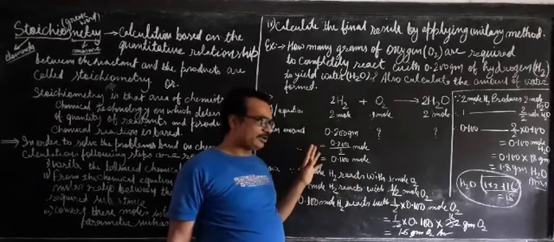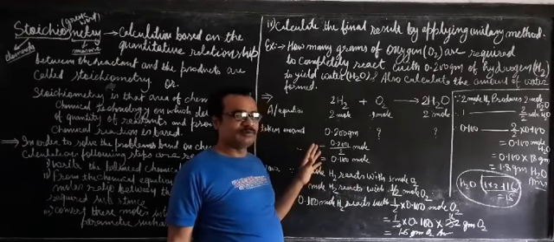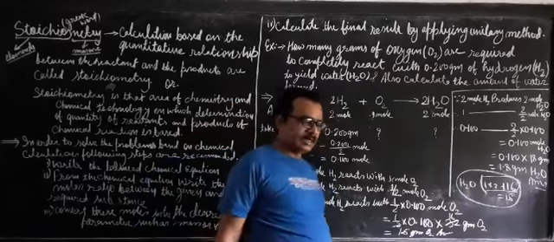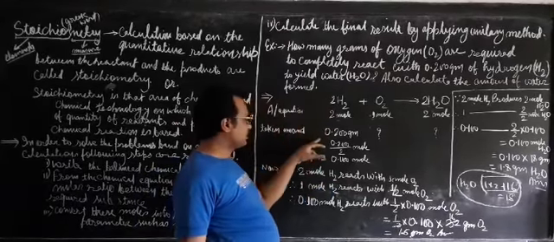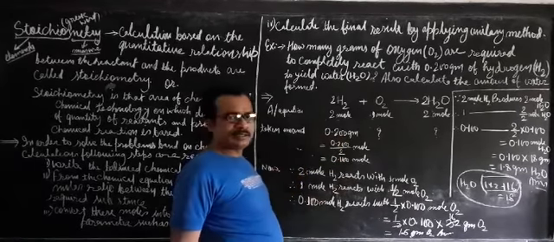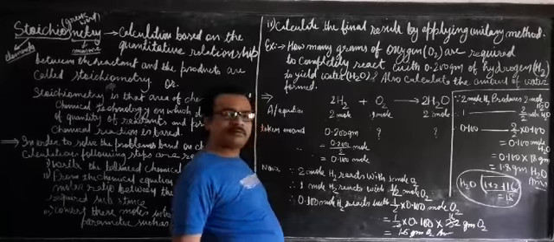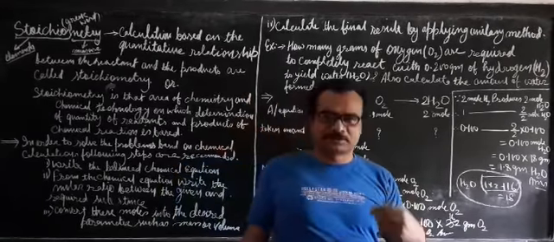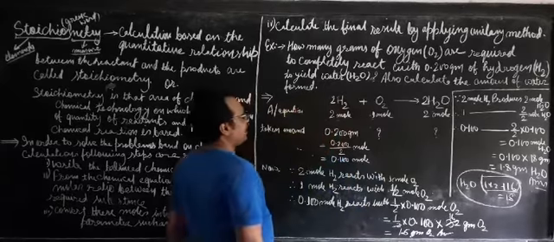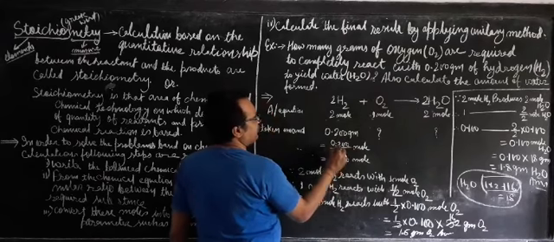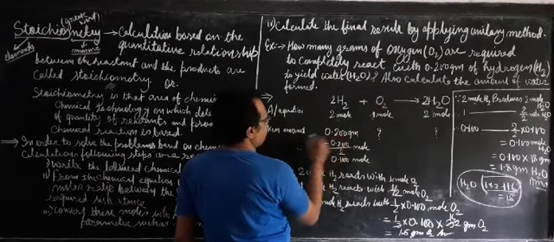If you calculate things in number of moles, it will be easier and you will get the correct answer. That is why we convert this amount into the number of moles. So how to calculate the number of moles? Number of moles is actual mass divided by molar mass. So what is the actual mass? 0.200 gram is the actual mass.